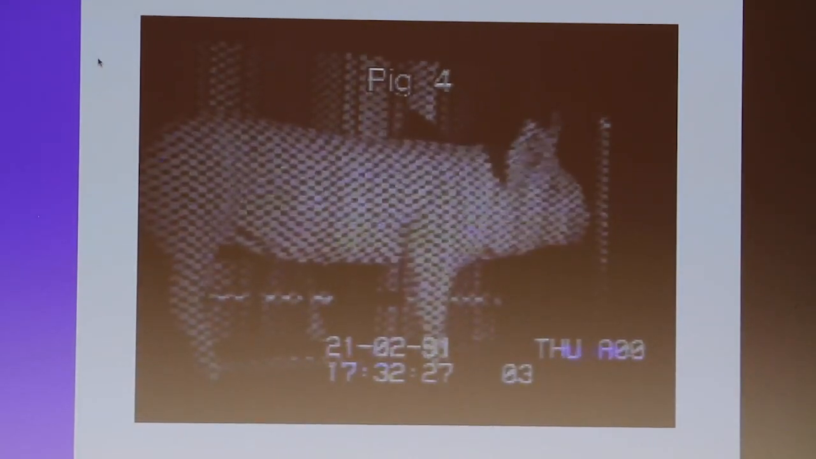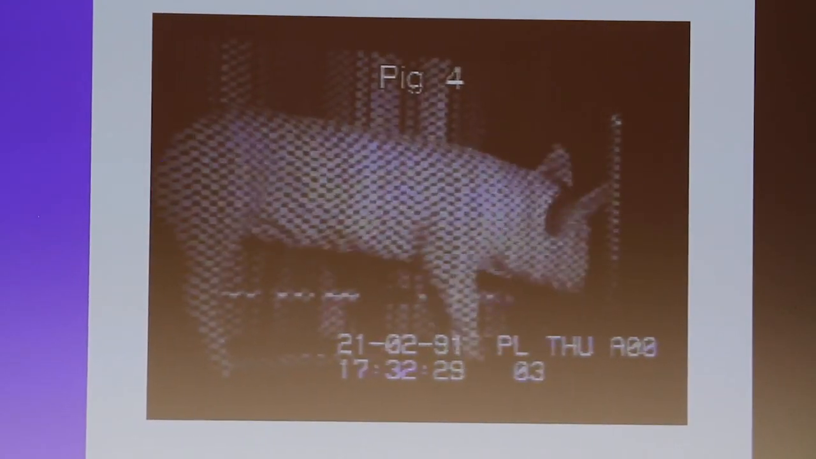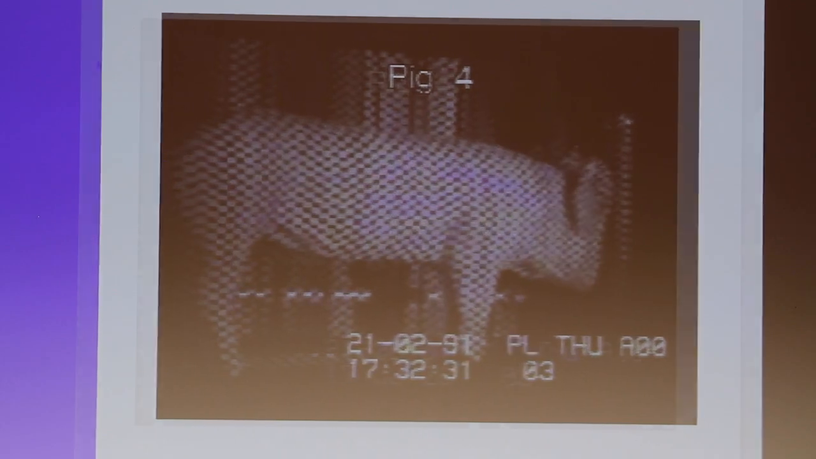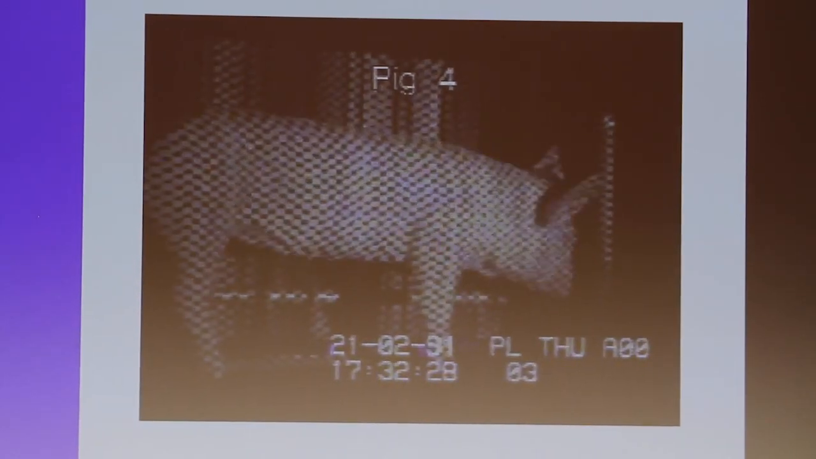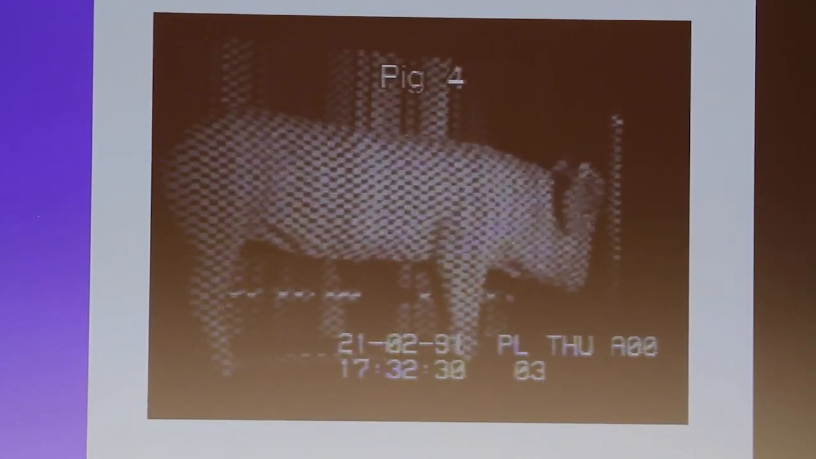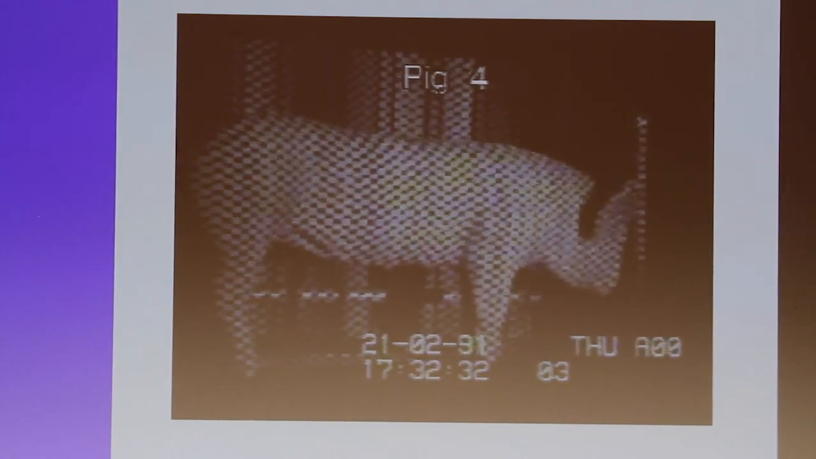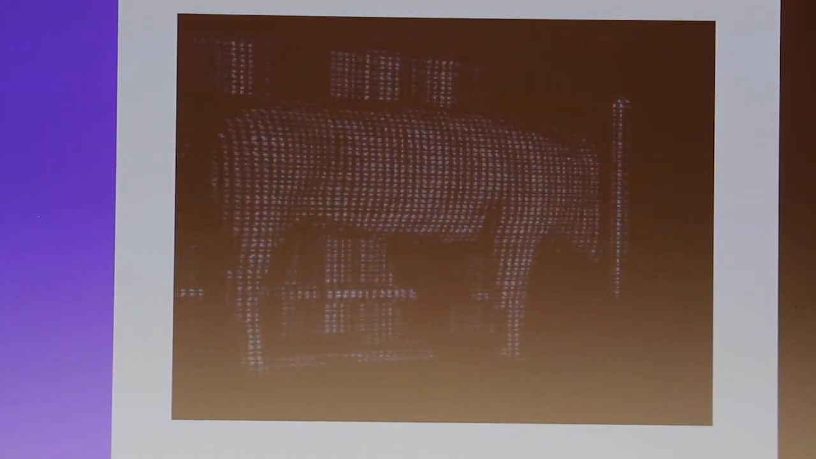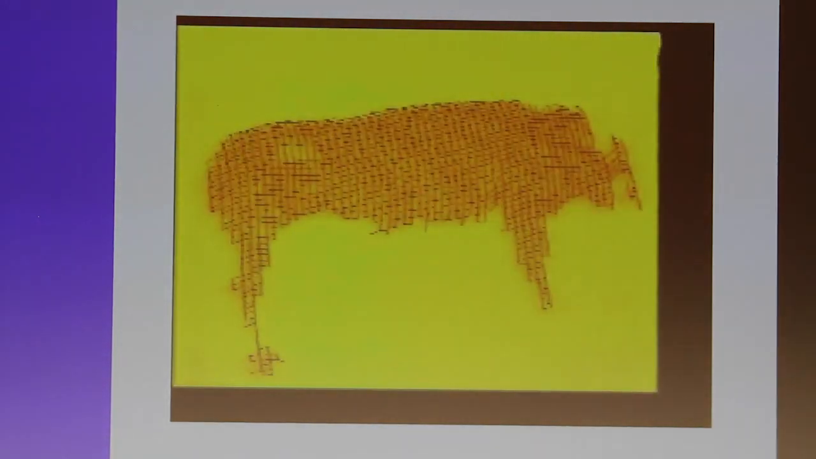So you would have the pig standing there and all the different images being taken, then a good image would be selected. From that image, the pattern is being extracted, and the 3D reconstruction is being made. So that's the detection of the pattern, and then you have the reconstruction of the surface in 3D.